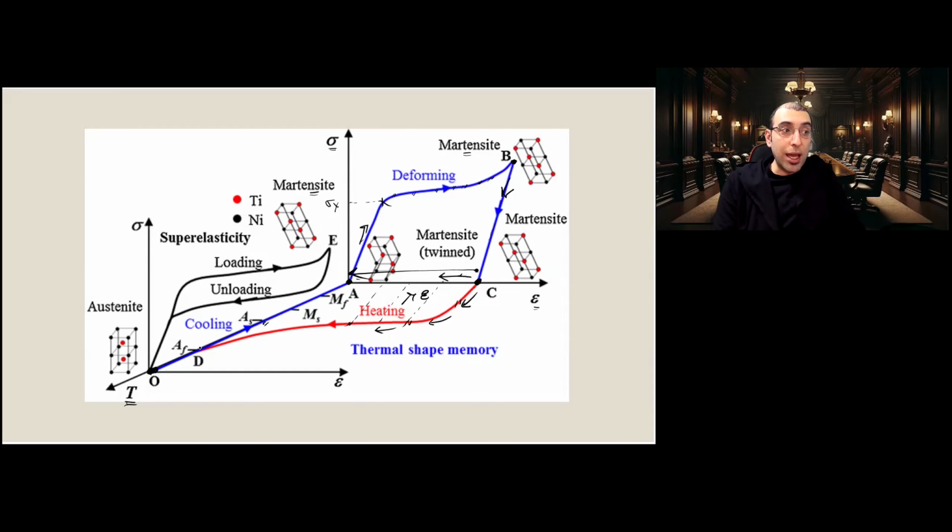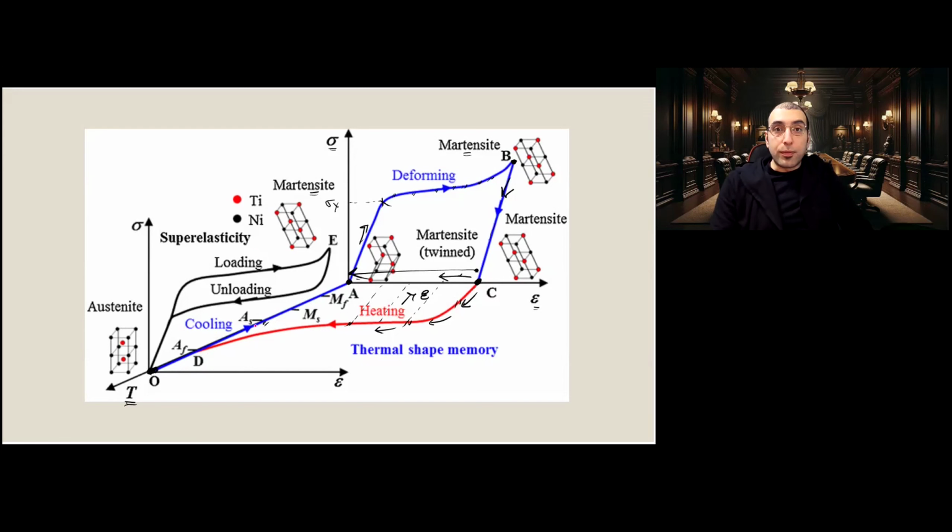And between AS and AF, you still have some transition remaining from martensite to austenite, okay? So your recovery starts from AS and finishes at AF. So after AF, you have 100% austenite, and that means you fully recovered your material.